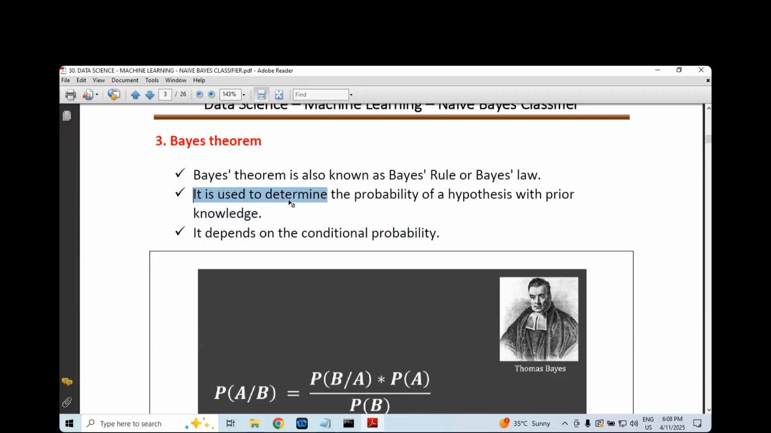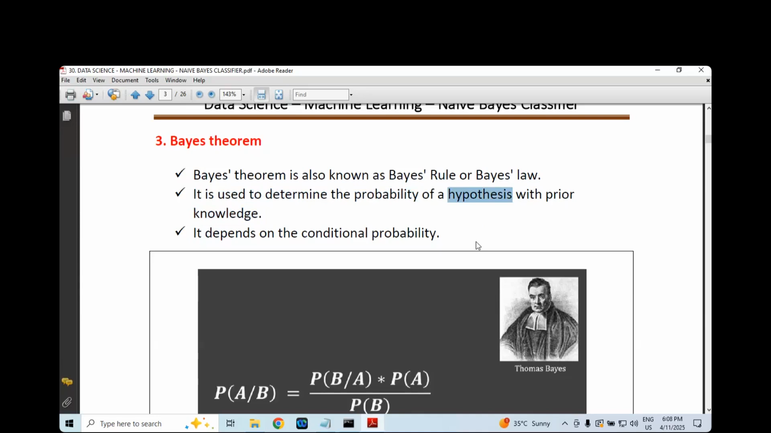It is used to determine probability. What is the meaning of probability? You know, chances. Getting chances. What is the hypothesis? Hypothesis means a proposed explanation. A proposed explanation. What do you mean by that actually?